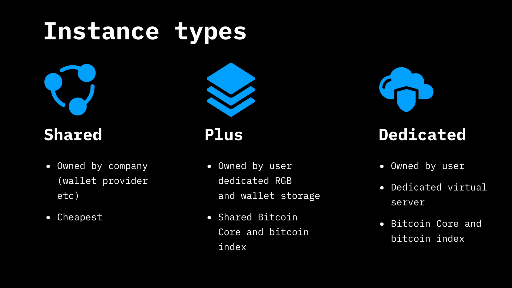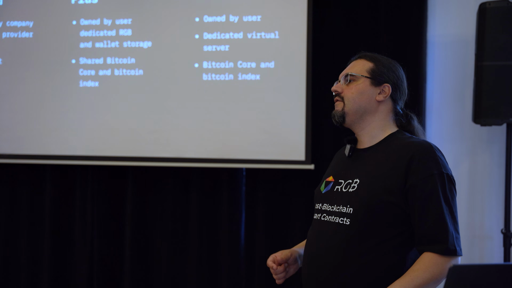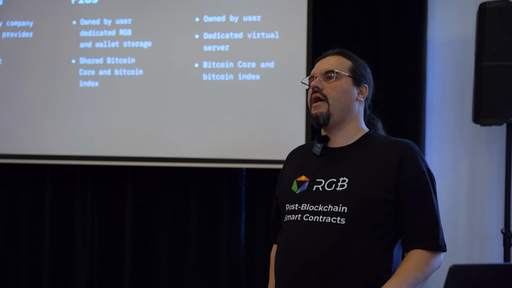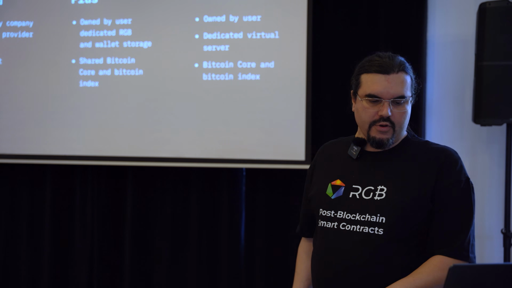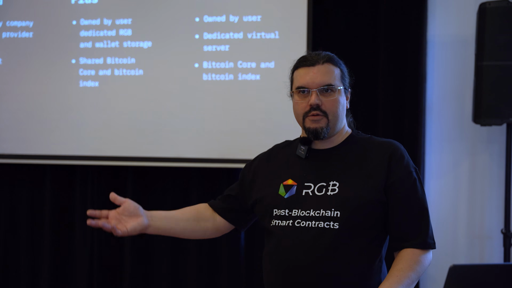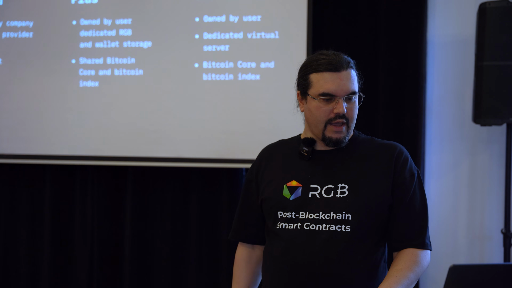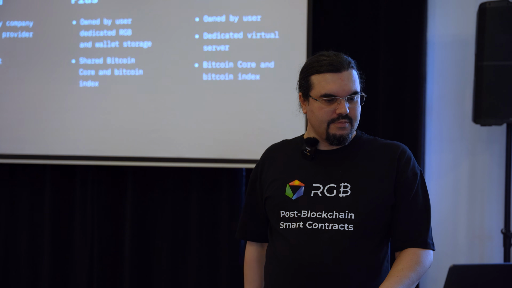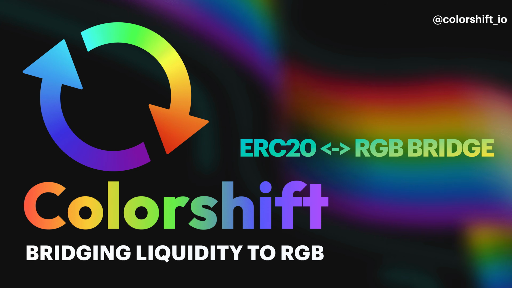Your device has the private key to access the API, and everything else happens in the cloud. There will be several instance types, starting from a very tiny one, which is not privacy preserving, but still non-custodial, and which will be very cheap, up to a dedicated one where you run your own Bitcoin Core instance and indexer and everything else, and you fully protect your privacy. But it will be a more expensive option for users who are able to pay and interested in supporting their privacy.